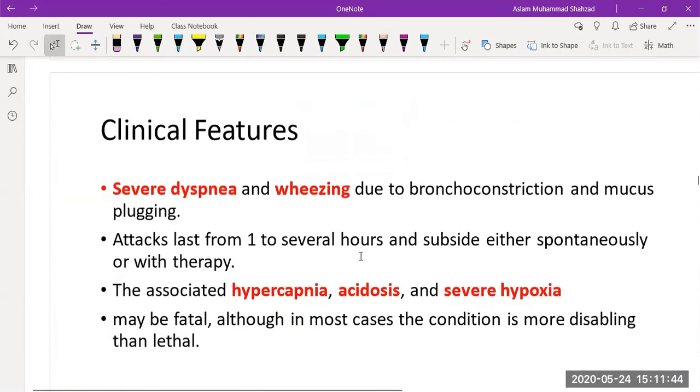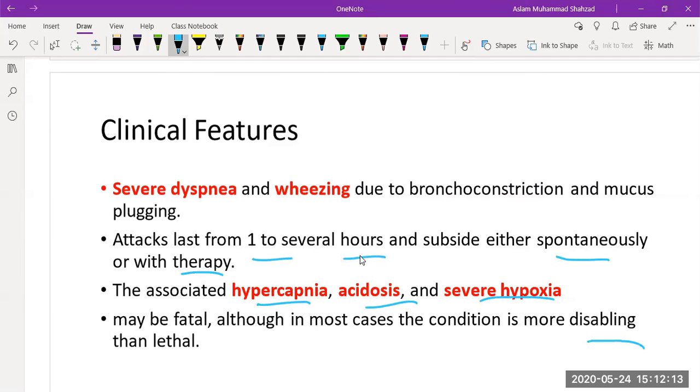Clinical features consist of severe dyspnea and wheezing due to bronchoconstriction and mucus plugging. An attack lasts from 1 to several hours, and resolves either spontaneously or with therapy. It is associated with hypercapnia, acidosis, and severe hypoxia. It may be fatal, although in most cases the condition is more disabling than lethal, because only sometimes is it fatal. It depends upon the severity or the treatment that the patient is taking.